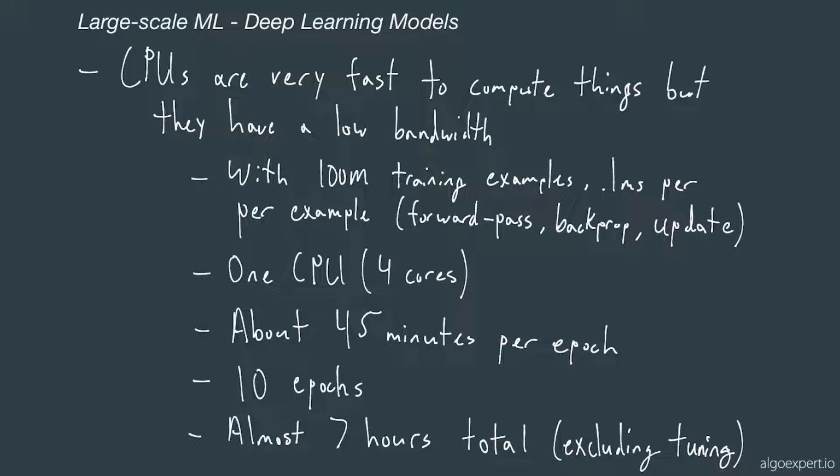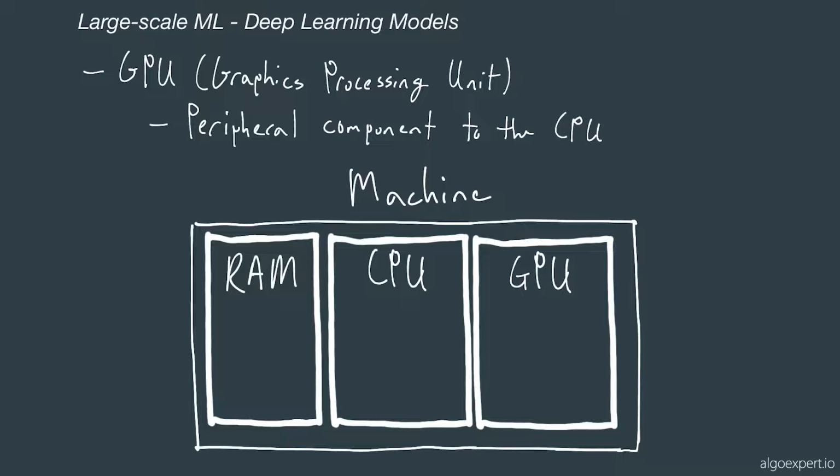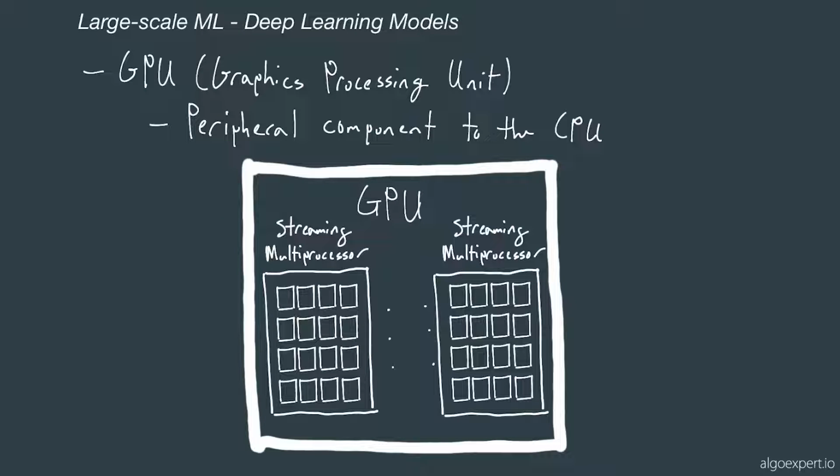Now, this is a case where we could turn to a GPU, or a graphics processing unit. A graphics processing unit will be a peripheral component to the CPU, such that a machine with a GPU could look like this. It would have the RAM, the CPU, and now a GPU. So what is a GPU? Well, a GPU is going to have multiple streaming processors. Each of these streaming processors will have a series of cores. For our use case, we can consider these cores to be the same as the cores in the CPU. Now, some rather expensive GPUs can have over 50 streaming multiprocessors and over 60 cores per streaming multiprocessor.